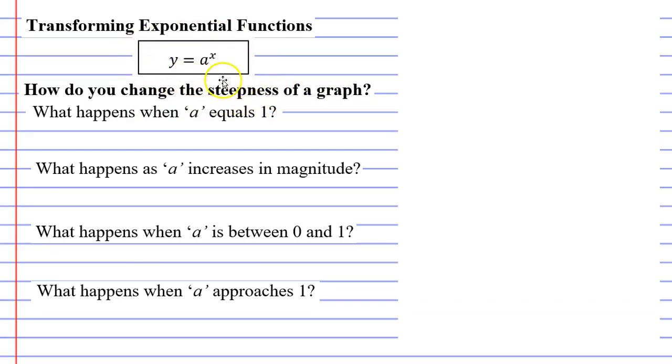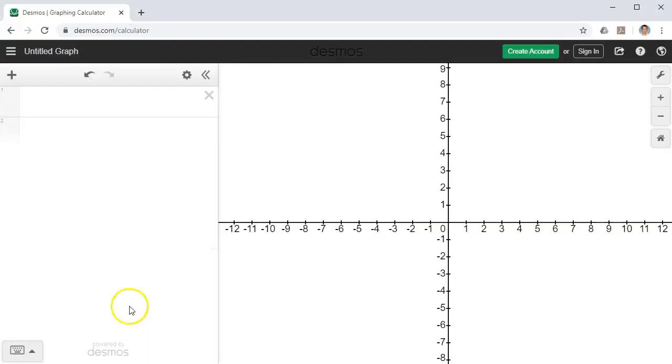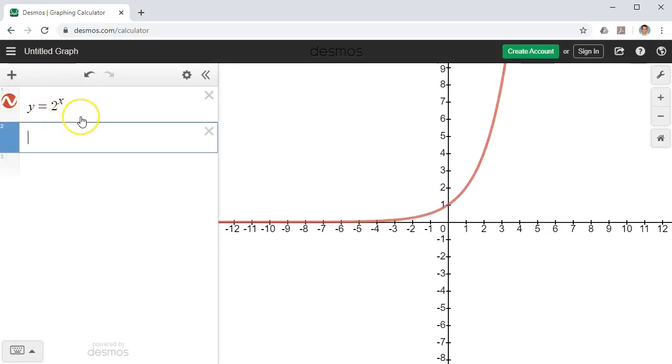Now up above you will see that we have our basic exponential equation y equals a to the power of x. A is usually some sort of a number. So I'm going to bring up Desmos now, and let's type in y equals 2 to the power of x. 2 to the power of x is a very common and basic exponential. When we think of exponentials, we think of a graph that looks similar to the one we see here. But as I mentioned, we can perform some transformations here and make it look a little different.